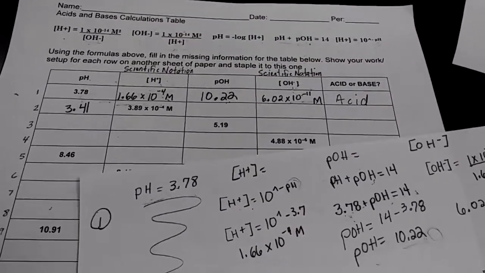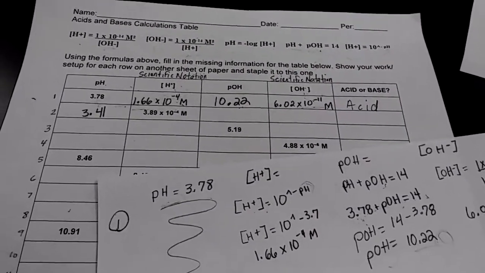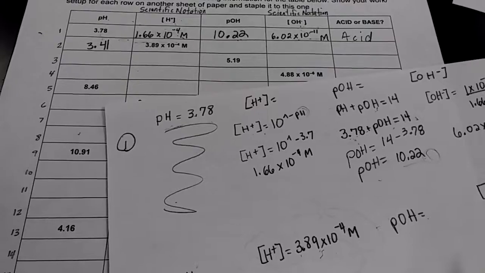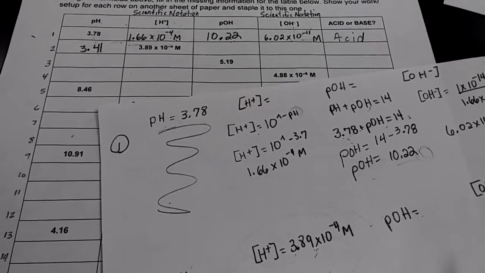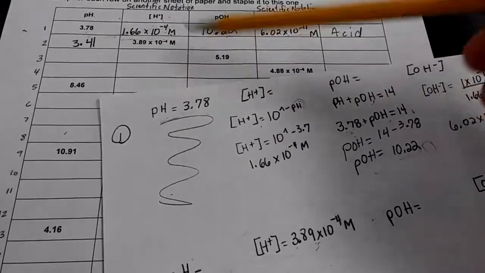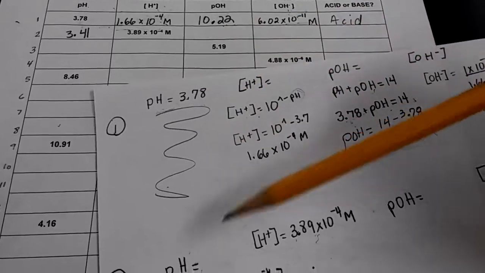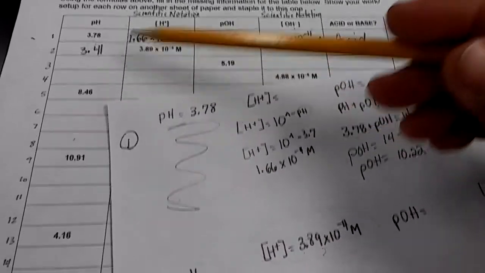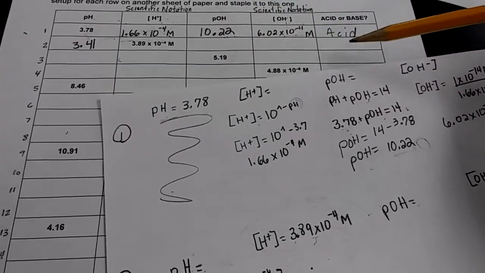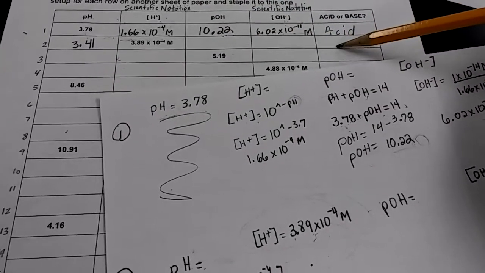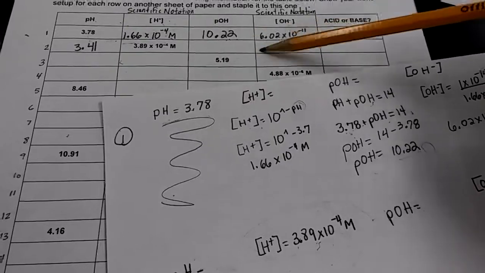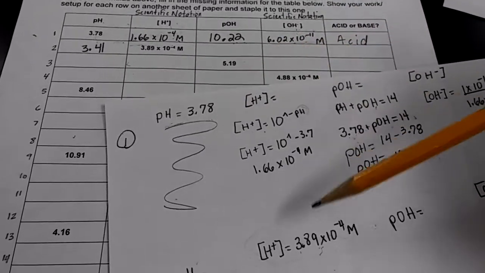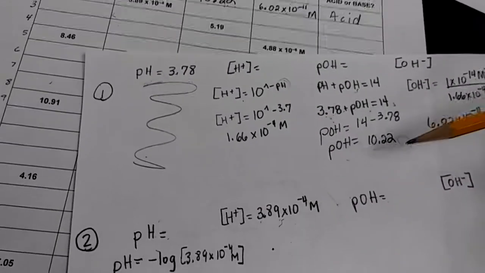Alright guys, so got my pH. I'm going to leave you with this, as I've already explained from the first example how you would go about finding the remainder of it, especially having the pH already. You know that this is going to be acid because it's below 7, and the rest is up to you. Okay, make sure that you show your work just like I've been showing it on a separate sheet of paper and staple it to your worksheet.